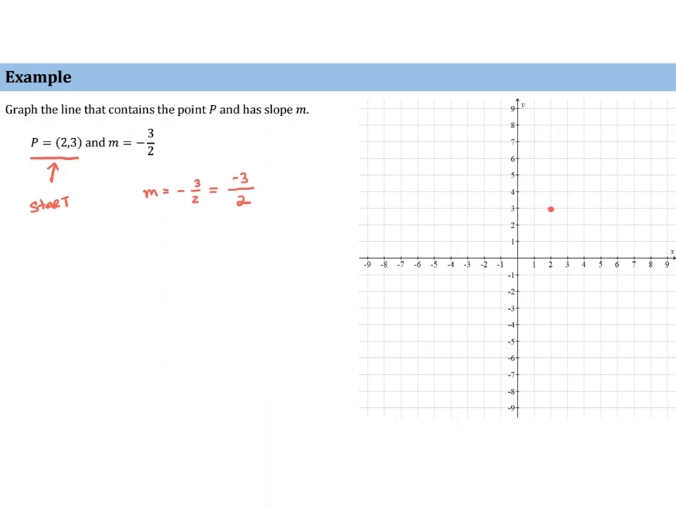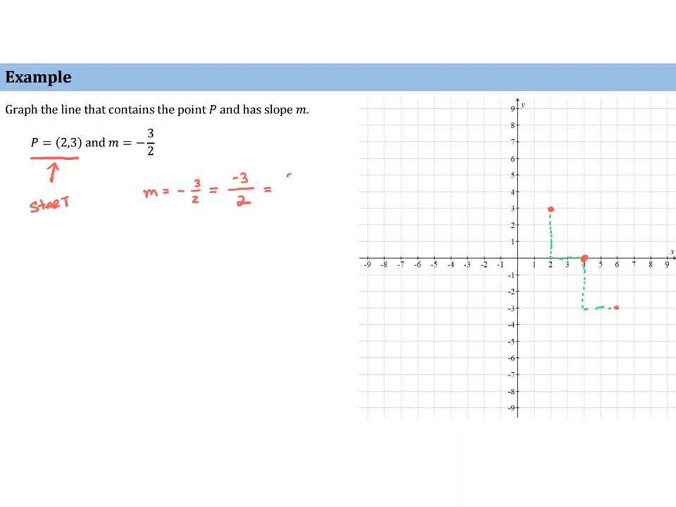So down 3 to the right 2 lands us here. Now we could do that again. Down 3 to the right 2. Now, if you wanted to, this is enough to graph the line. We didn't need multiple points. We just need 2 points on our coordinate plane to graph the line. But if we wanted to, we could do extra.